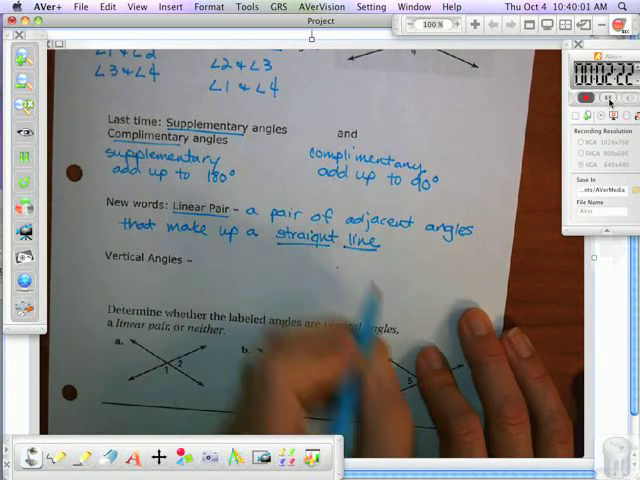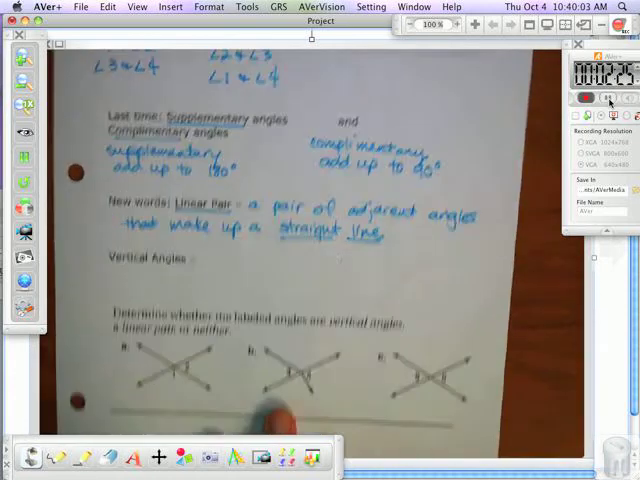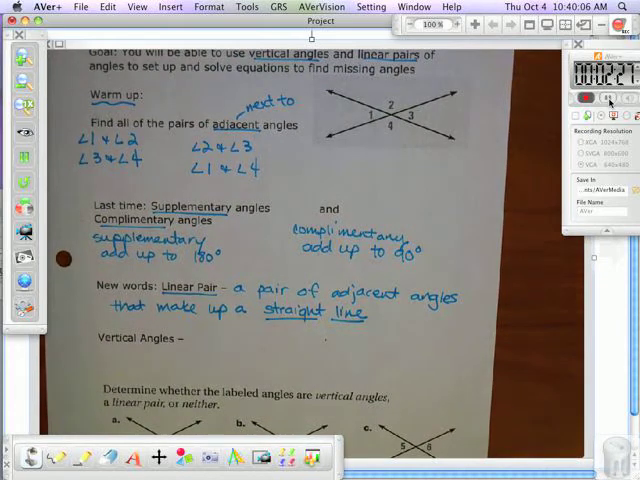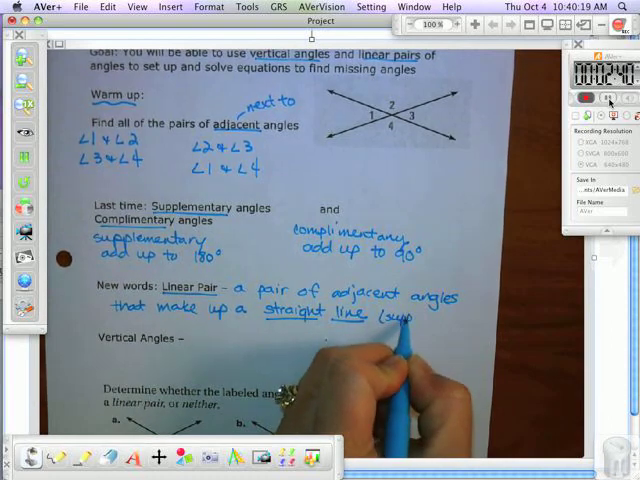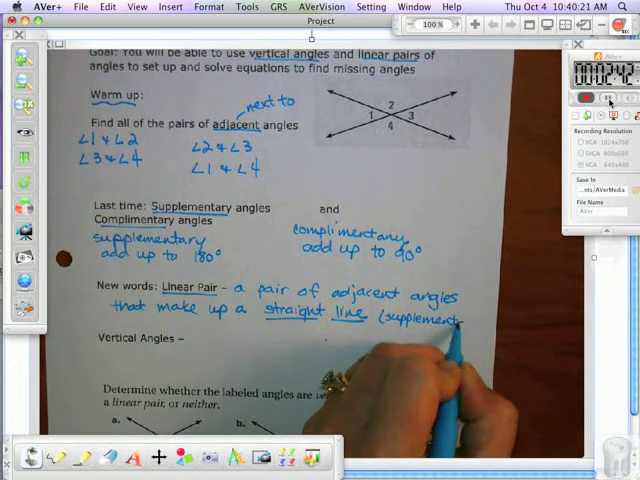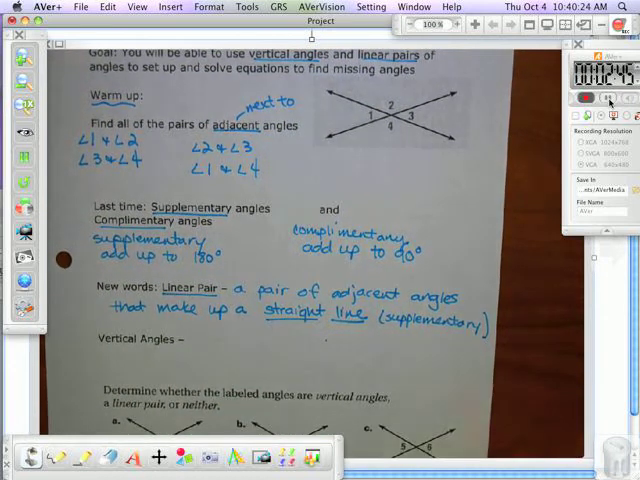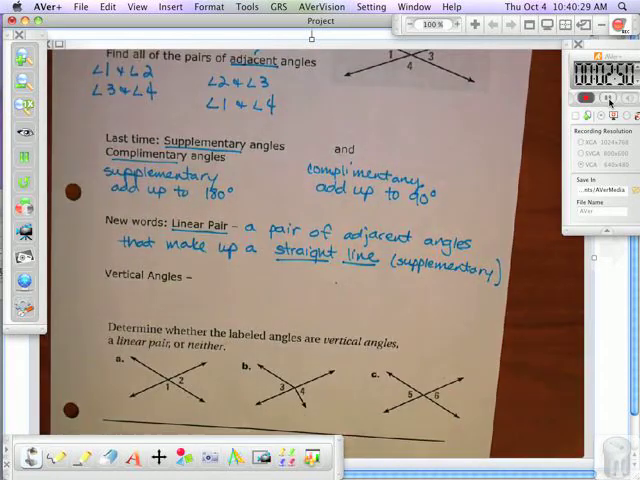If they're adjacent angles and they make up a straight line, could we also call them another kind of angles? Starts with an S. Right on. They're also supplementary. Very good. Okay, linear pair. It makes kind of sense. Think of the word. Linear, what is in that word? Line, right? Pair, 2 angles. Linear pair, they make up a line.